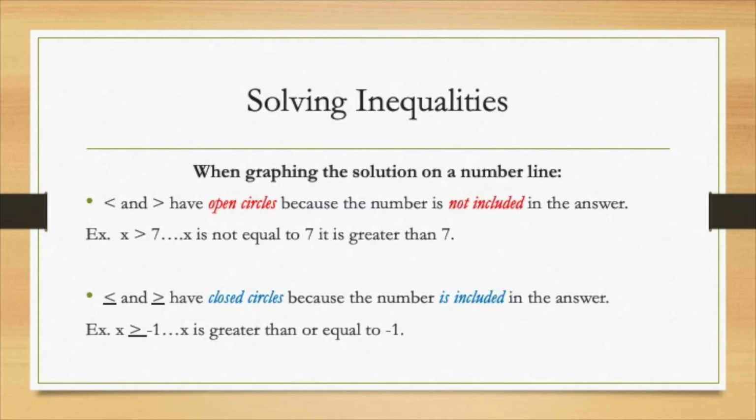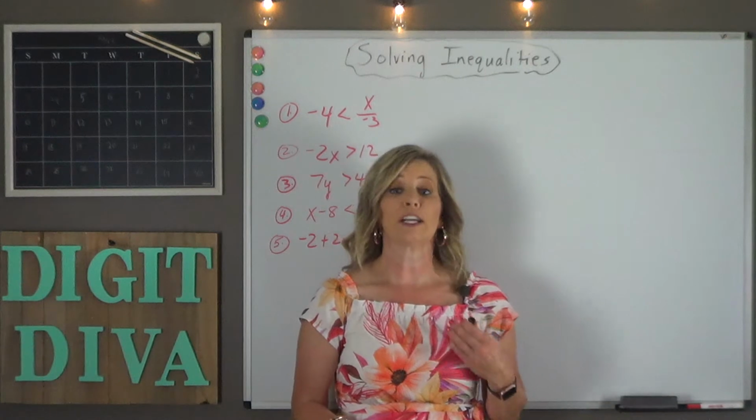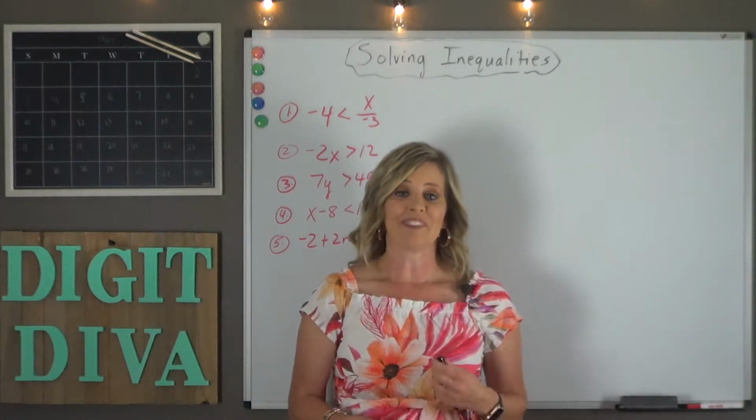When graphing the solution on a number line, less than and greater than have open circles because the number is not included in the answer. An example is x is greater than 7. x is not equal to 7, it is greater than 7. When using less than or equal to or greater than or equal to, you're going to have closed circles because the number is included in the answer. And in the example given, x is greater than or equal to -1, it's included in that answer.